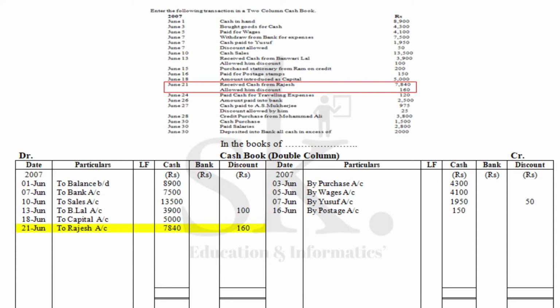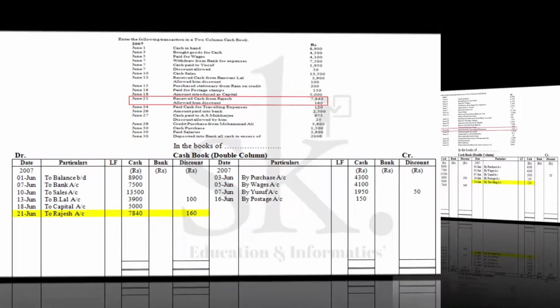So the journal entry will be: cash account debit 7,840, discount account debit 160, to Rajesh. Therefore, Rajesh will be recorded in the cash book on the debit side. In the cash column we write 7,840, and in the discount column 160.